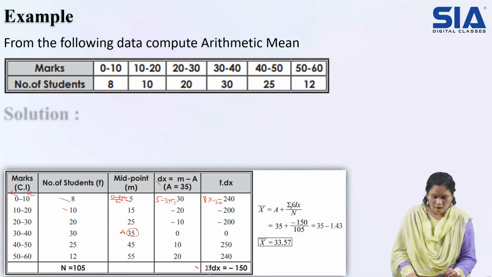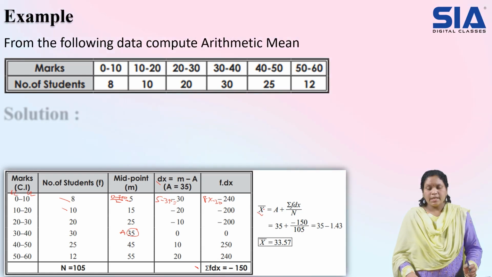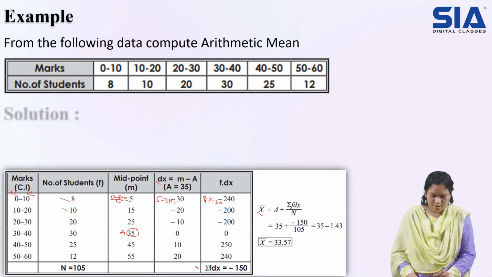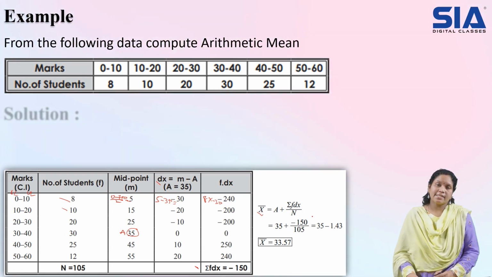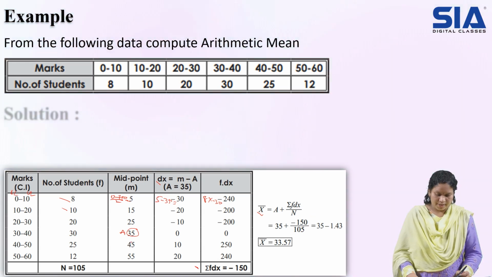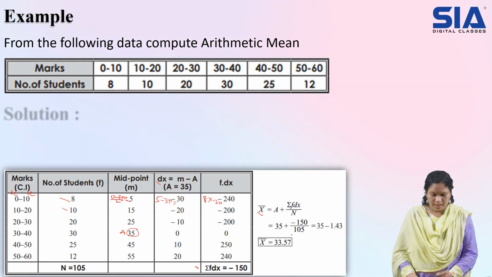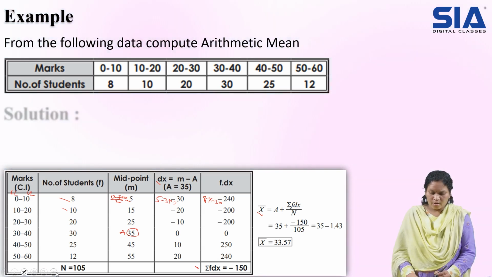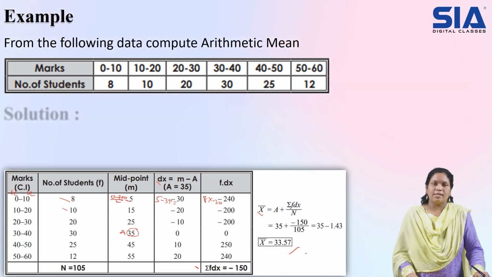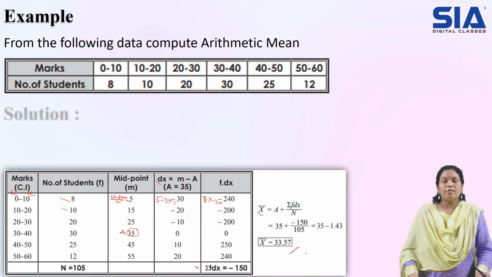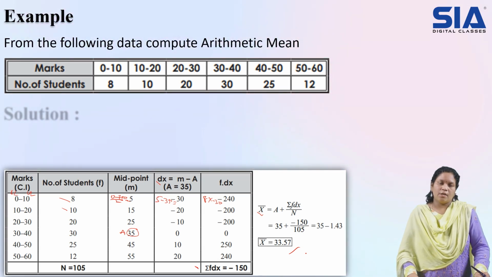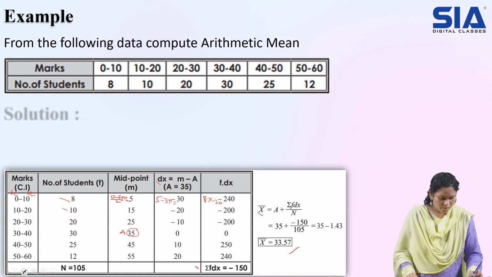Now let us go for the formula of the shortcut method. So x bar is equal to a plus summation f dx by N. A just now we discussed, it's the assumed mean, that is your 35. So substitute 35 plus summation f dx, the last column total, minus 150, divided by capital N, the second column total, 105. Add that up to a, you'll get the x bar value, that is your 33.57. So that is how we calculate the arithmetic mean for the shortcut method. Next, let us go for one more method.